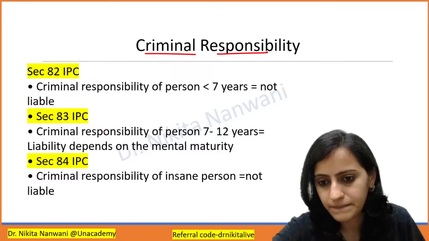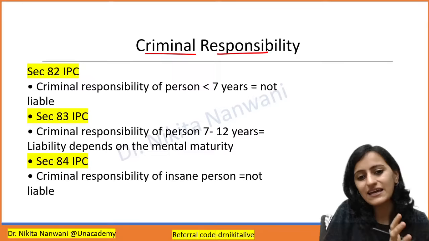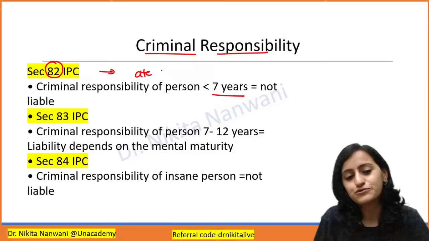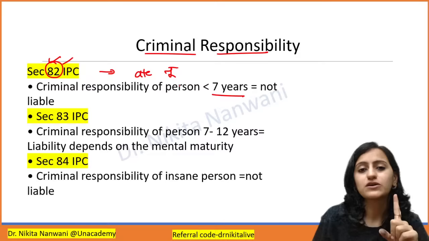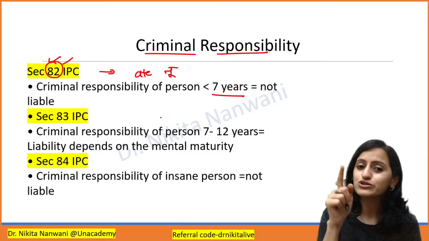Section 82 is where criminal responsibility starts: a child less than 7 years of age is not liable for criminal responsibility. Remember this as 82. 8 is like 8, and 2 is like 'do' in Hindi. Suppose someone has committed the crime of eating your precious mangoes in the summer season. You ask, who ate the mangoes? 2. So 8-2, you ate the mangoes.